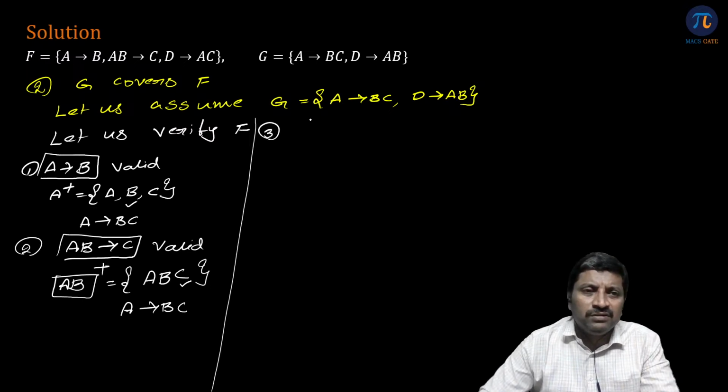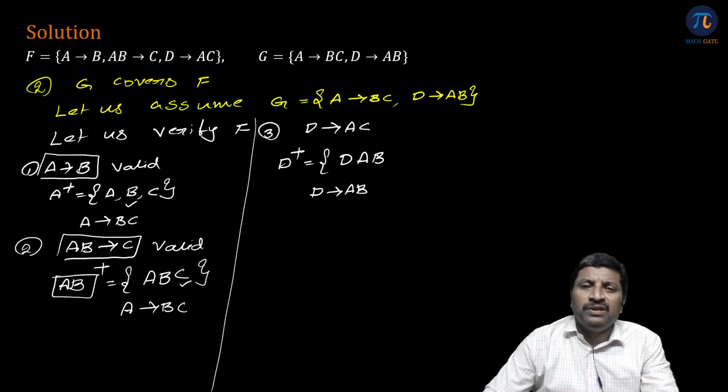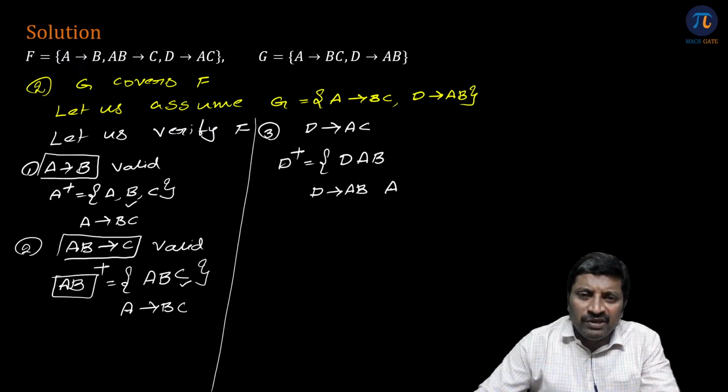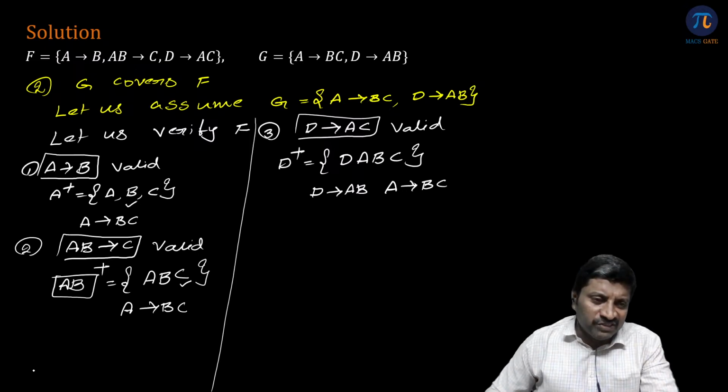What is the third one? D goes to AC. What is D closure, sir? With D, I get D. Then D implies AB, so I can get A and B. Then with A, I can get BC, so I can get C also. Anyway, we got A, C. So this is valid. What is our conclusion for the second half?